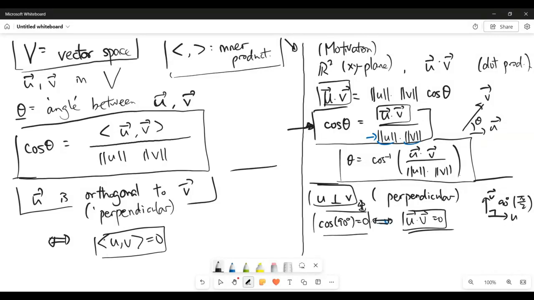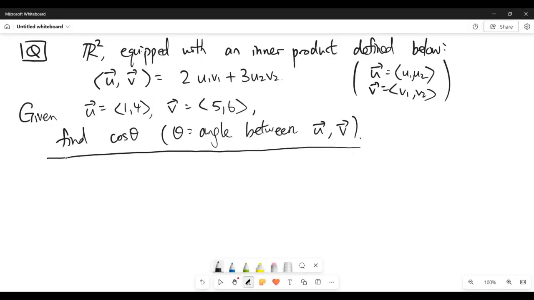So what I've done on this page is really the same as what you have learned in the context of the dot product on R2. Let's take a look at certain exercises. Please look at the current problem. Let's say in R2, you are equipped with a certain inner product. We usually call this kind of thing a weighted inner product. It is not the same as the original dot product, but it is an inner product nevertheless. We will try to compute cosine theta, where theta is the angle between the two vectors given here.